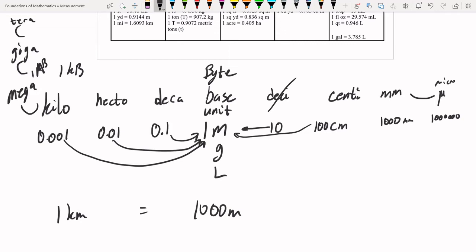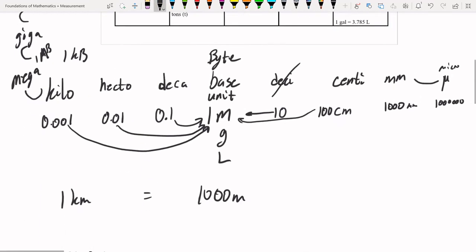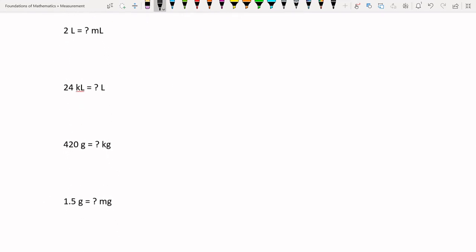So the metric system is base 10, just like our number system, and the way we use it is the prefixes. That's what tells us how big and small it is. Okay, to actually do the conversions, there are conversions on this table. The lower half down here is the metric system, and for all of them you can also use just the idea of the prefixes to solve these problems. So for instance, 2 liters: 1 liter is 1,000 times as big as a milliliter. So that means there's 1,000 milliliters in 1 liter.